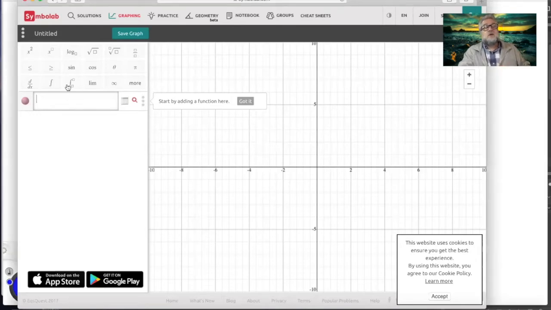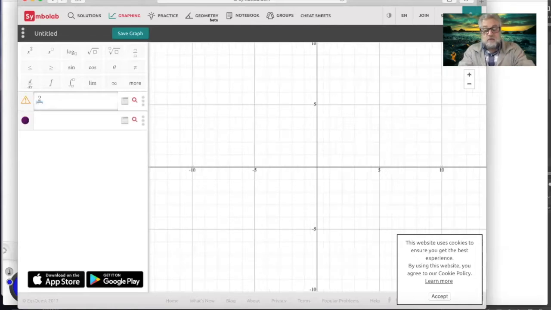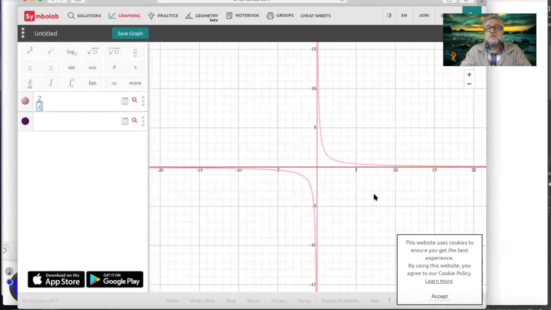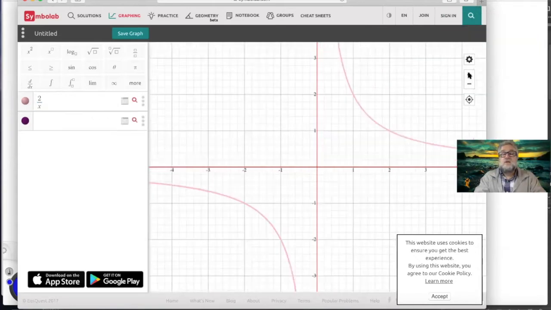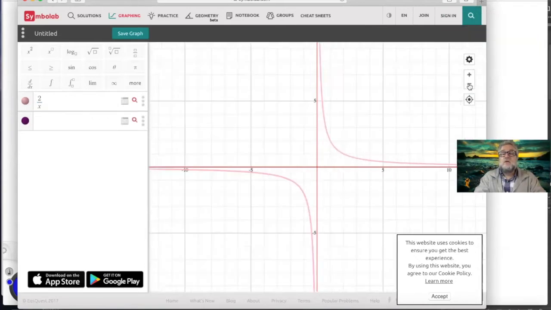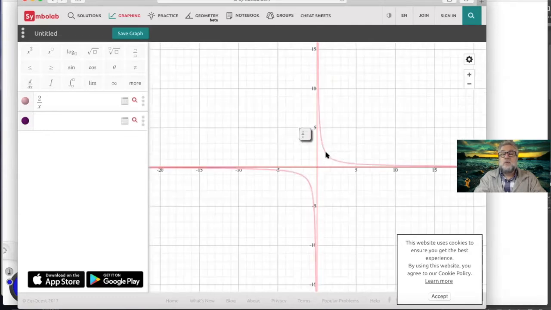So I clicked on graphing up here, and I'm going to put in my function, y equals 2 over x. And boop, there it is. It graphed it. And I can zoom in up here. I could zoom in if I want to see it closer. I could zoom out. Oh, this just shows the function. But you notice as x gets small, this thing gets really big.